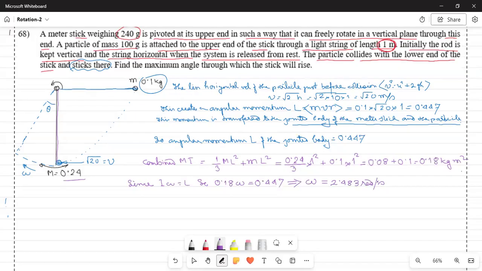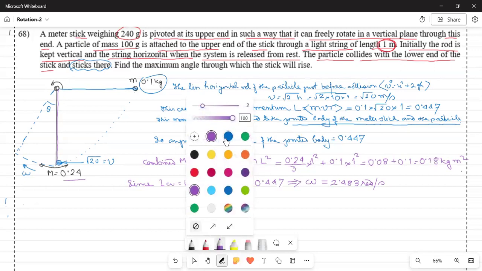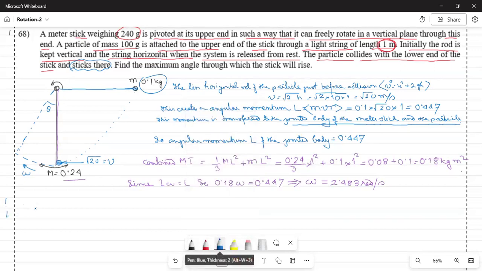Now our final goal is how much it will rise. What is the angle theta by which it will kick? So if we know omega, we know the kinetic energy produced. Now we go to the next part. Kinetic energy is equal to half I omega square.